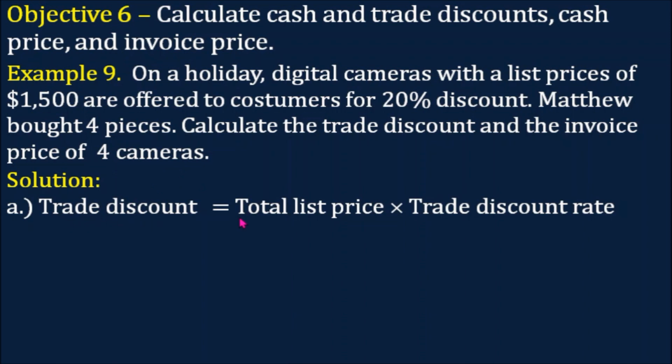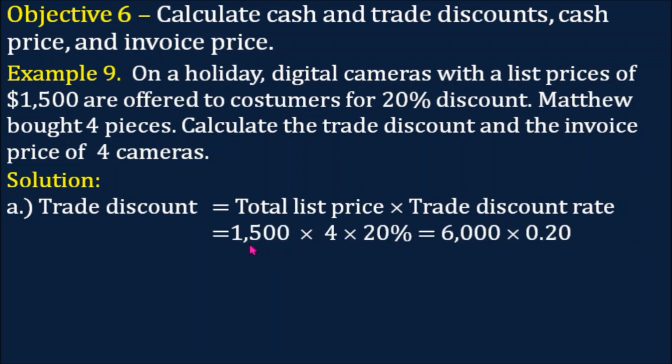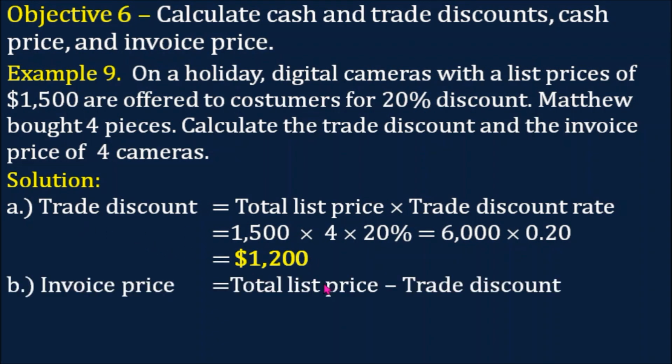Trade discount is equal to the total list price times the trade discount rate. So 1 camera is 1,500. A customer bought 4 pieces, so that means 1,500 times 4. So that's 6,000, and then times 20%, so times 0.20, and that gives us $1,200. This is the trade discount.